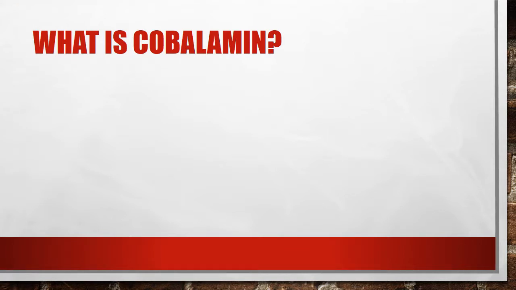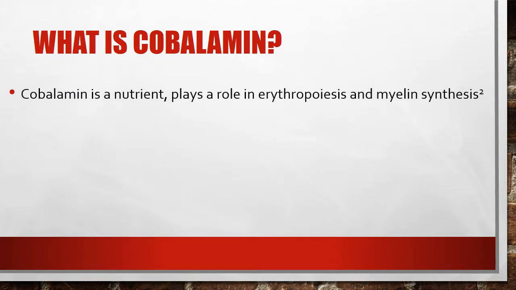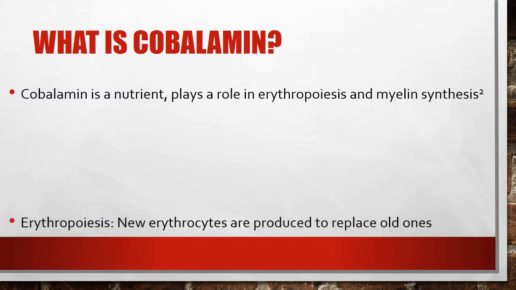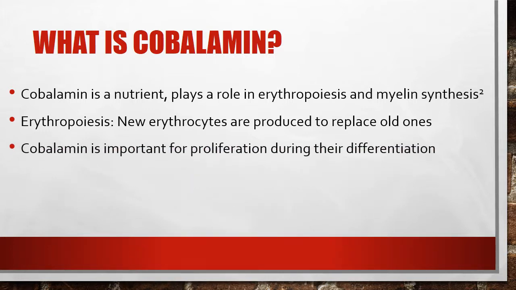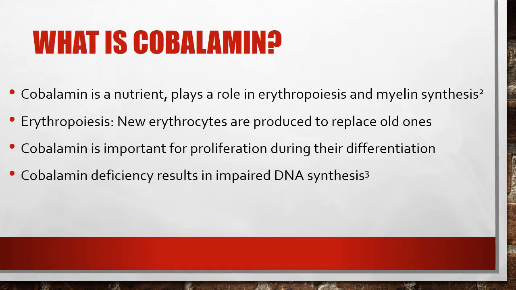Before I carry on with the Schilling test, we need to understand what cobalamin is and the normal absorption process of cobalamin. Cobalamin is a nutrient that plays a role in erythropoiesis and myelin synthesis. Erythropoiesis is a process in which new erythrocytes are produced to replace the oldest ones. Cobalamin is of utter importance in this process for proliferation during their differentiation. A lack of cobalamin will result in impaired DNA synthesis, which causes erythroblast apoptosis, resulting in megaloblastic anemia.